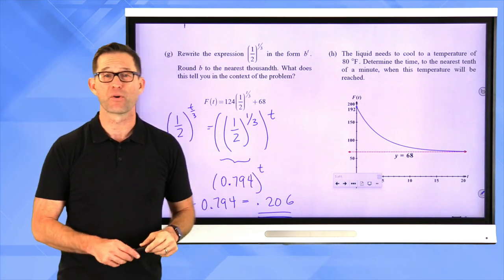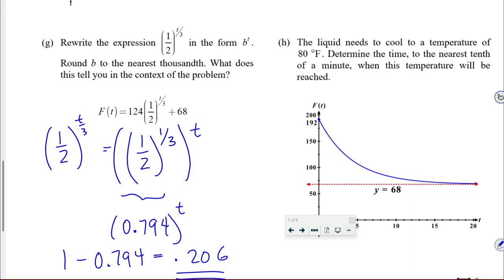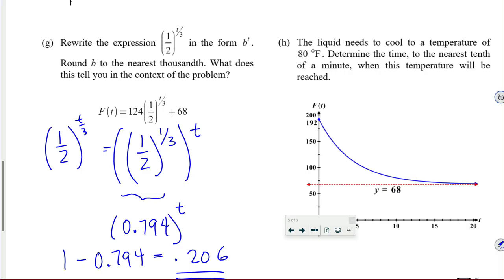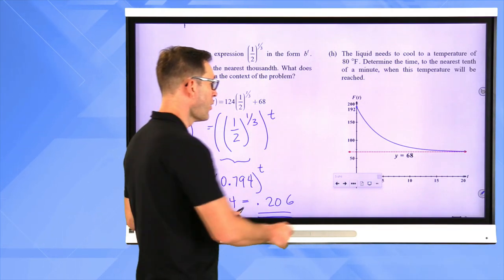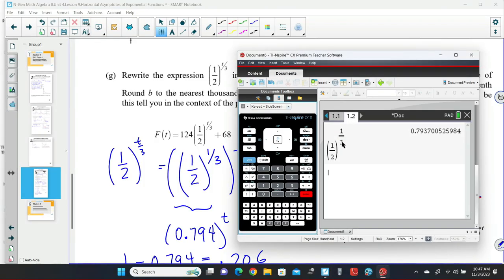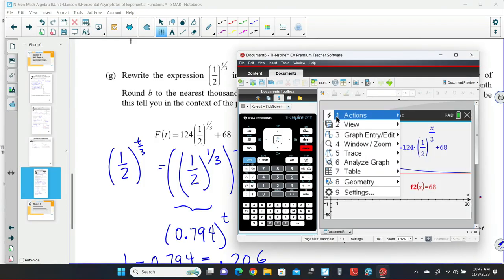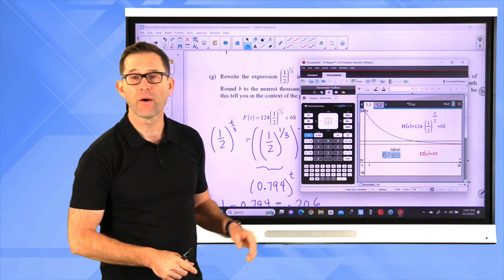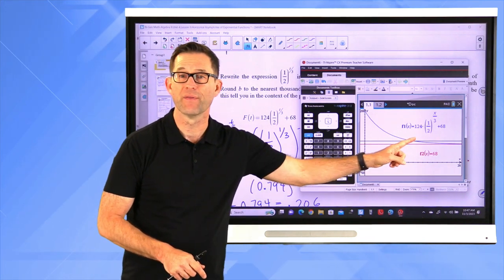Let's look at the last part of this problem. The liquid needs to cool to a temperature of 80 degrees Fahrenheit. Determine the time to the nearest tenth of a minute when this temperature will be reached. All right, we'll see if you can figure that out. All right, this is easy enough. All we have to do is go into our calculator. Let's head back to our graph. Let's go into our menu. Let's enter a function of 80. Okay, once we have that here, just move that off. All I need to do now is find the intersection of this function and this function.